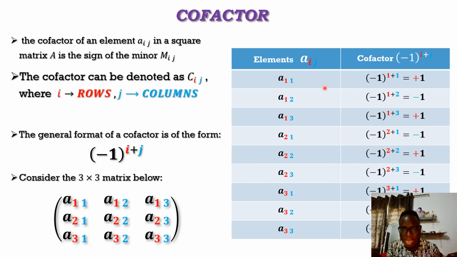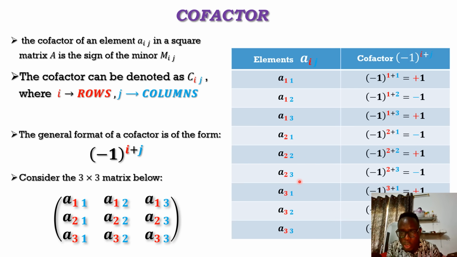So let's see this particular table. We have the element and their cofactor. So the first element here, which is position 1, 1, first row, first column, will be +1. So it means that its cofactor sign is plus, because the exponent is an even number, 2. When you go to the next element in the first row, second column, its cofactor sign will be negative. Why? Because the exponent here will be an odd number. So it repeats itself in all of them.